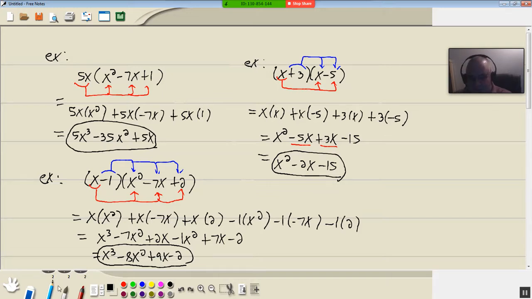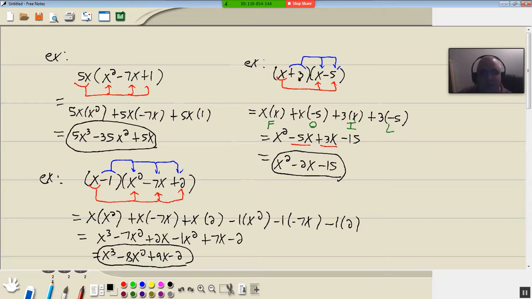Now you may have heard of a method for multiplying polynomials called FOIL. In our second example here, you could actually FOIL this. This would be first, outer, inner, and last. What that refers to is figuring out what to multiply together. The F stands for first, so multiply the first terms in each parentheses, x times x. The O stands for outer. We multiply the outer terms in each one, so that would be this x here times this negative 5. The I stands for inner. That means we multiply the inner ones together, that's a 3 times x. And then the last terms, we multiply the last terms in each set of parentheses. That's a 3 times negative 5.